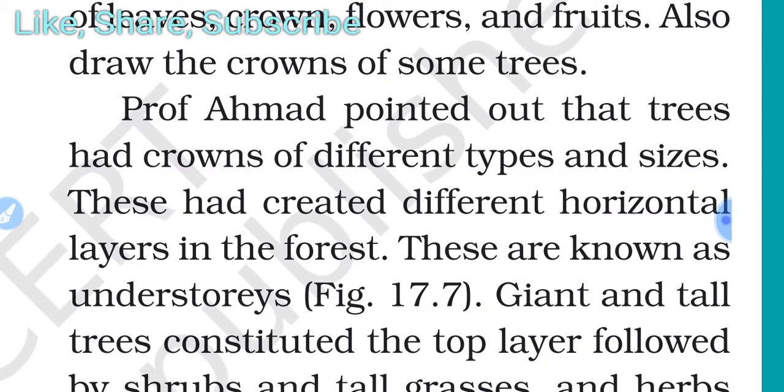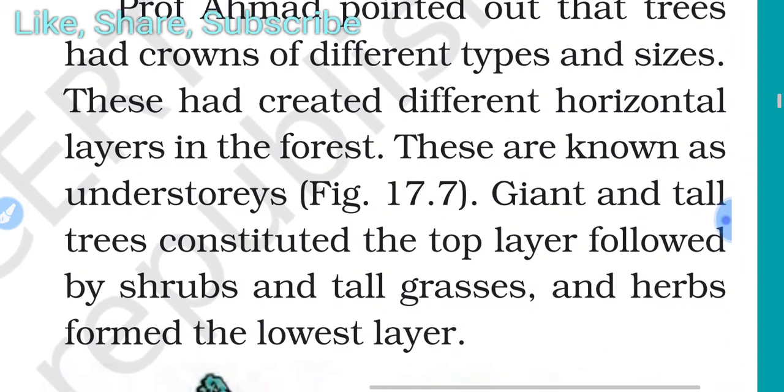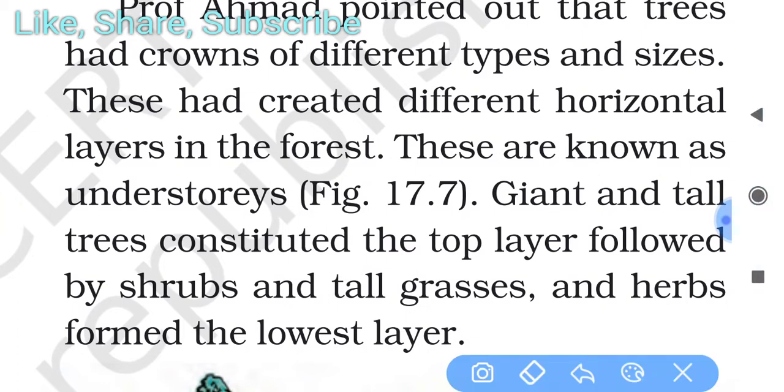So Professor Ahmed pointed out that trees had crowns of different types and sizes. Now we have to understand this, that the crowns of trees also have different shapes and sizes. These had created different horizontal layers in the forest. I hope you understand. If we talk about this line, this is horizontal, and when we talk about this, this is vertical. So these are known as understories. Understories are mainly the plants which are found beneath the shadow of the canopy.